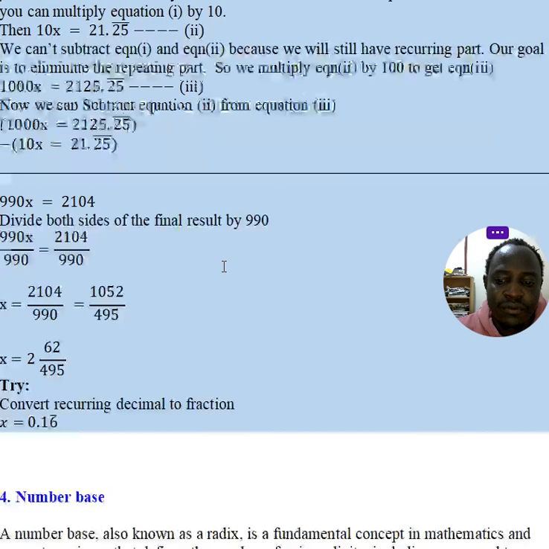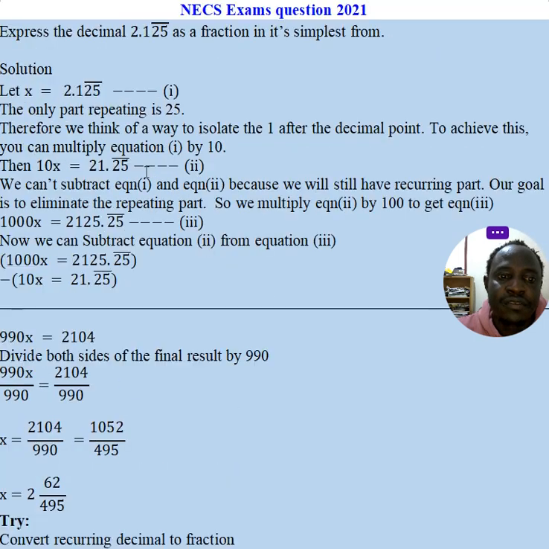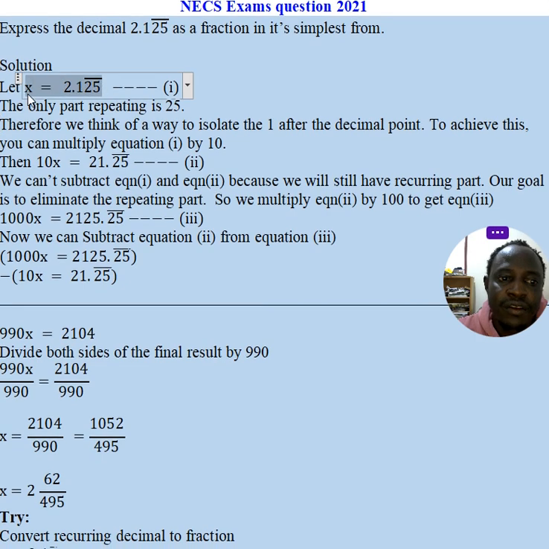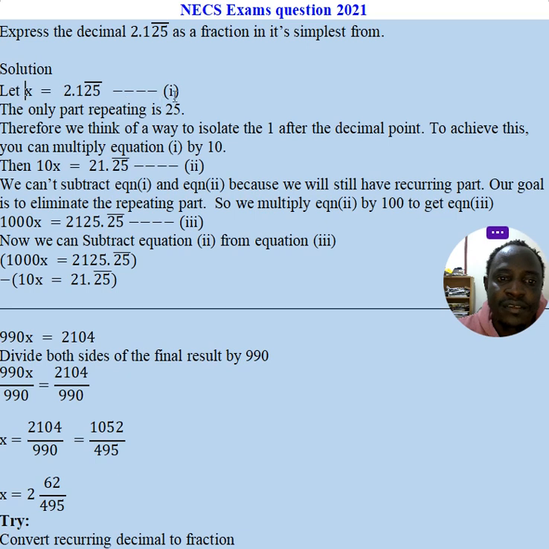So first of all, the first thing that you need to do is to take the whole decimal and assign it an unknown, which is called x, okay? So we call it equation 1. But we have to identify the part which is repeating, because that is the part that we need to eliminate. 25 is the one which is repeating here, so we need to try to isolate it.